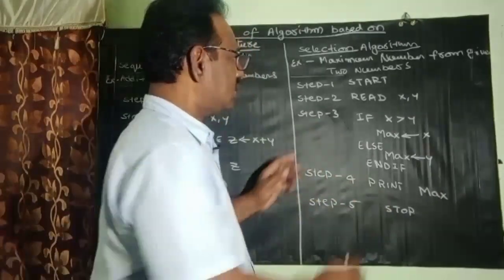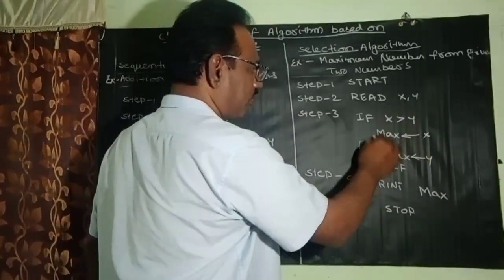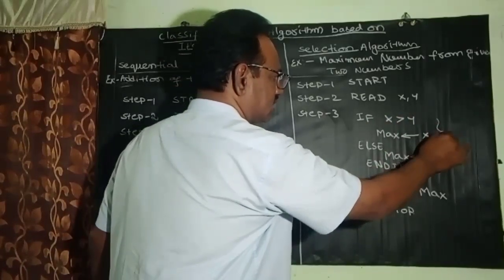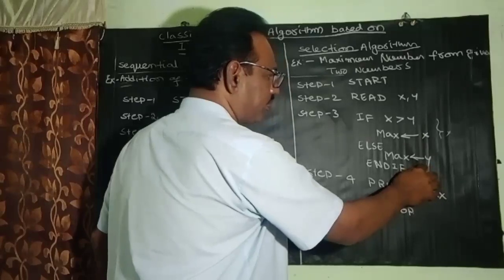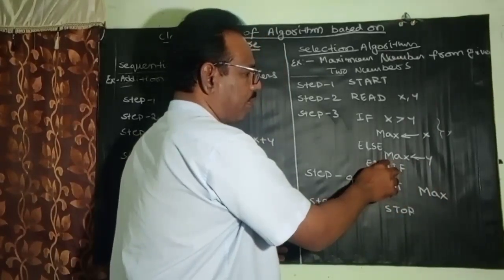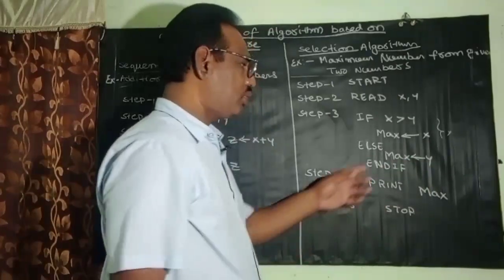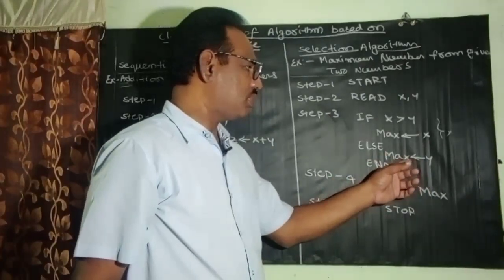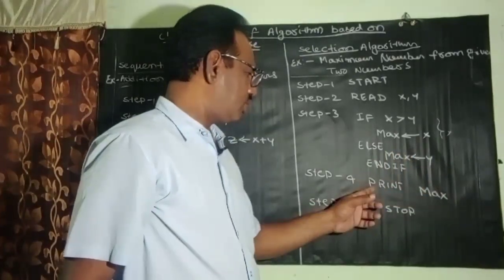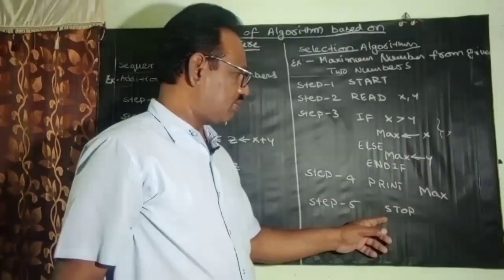And the last one is stop. Suppose x is not greater than y, that is, the condition is invalid. Then the control is going to check this one. So maximum equals y. It is going to assign the maximum value: y will be assigned to the maximum, and it is going to print the maximum number and stop.